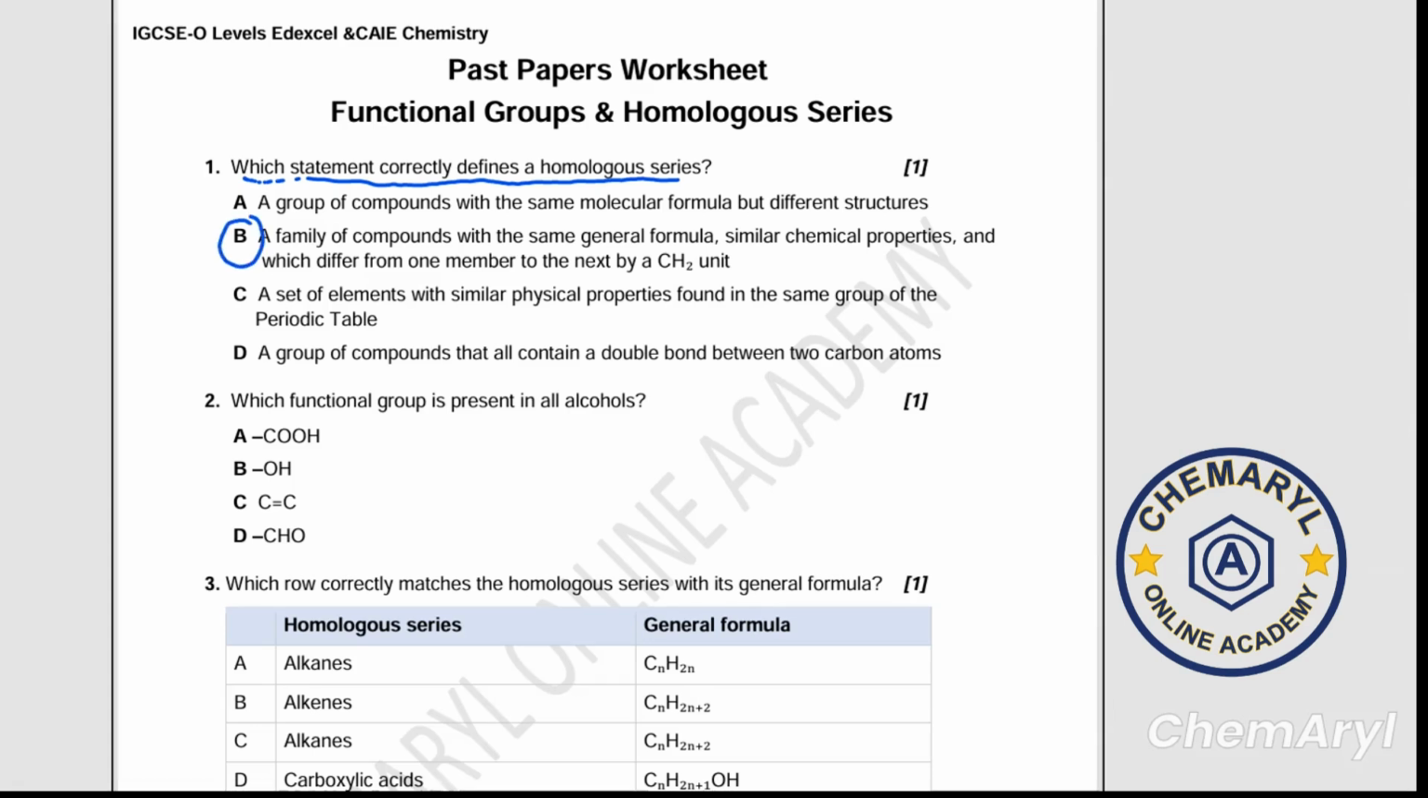Next, dear student, question number 2. Which functional group is present in all alcohols? Option A: COOH. Option B: OH. Option C: C double bond C. Option D: CHO. Dear student, the correct option is B, OH.